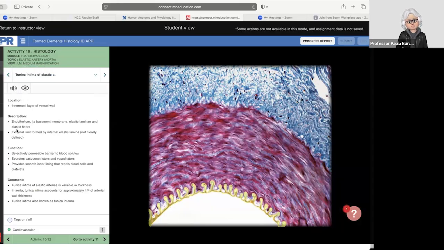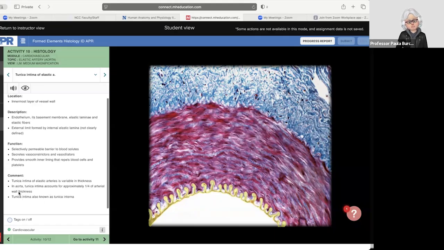I have a description of the tunica intima. It's called intima because it's in contact with the blood, like intimate apparel is in contact with your skin. And if I look down here at the comment, it's going to tell me it's also known as the tunica interna. You can use either term because it's the innermost layer. So that's here. It's going to describe what it consists of.